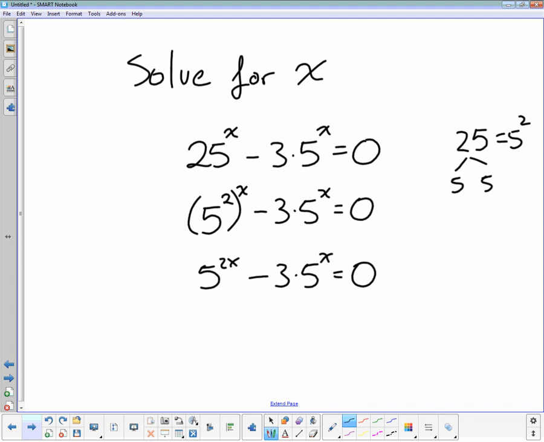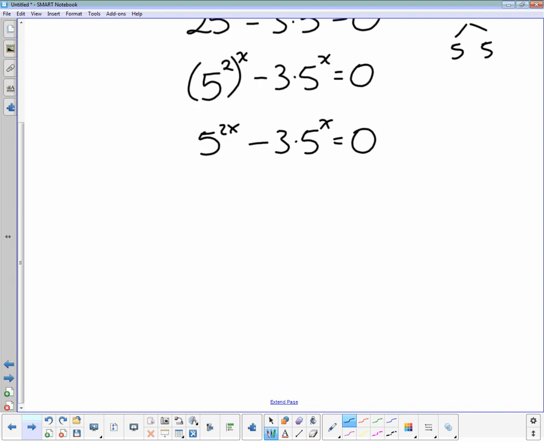Okay. Now, at this point, this is where individual techniques, comfort level, flair, whatever you want to call it, come into play. Some people would look at this and say, hey, I got a 0 on the other side. Why don't I just move the 3 times 5 to the x over to the other side, get rid of that minus, and then divide out by 5 to the x? You can do that. That's fine. So this is one chain of thought.